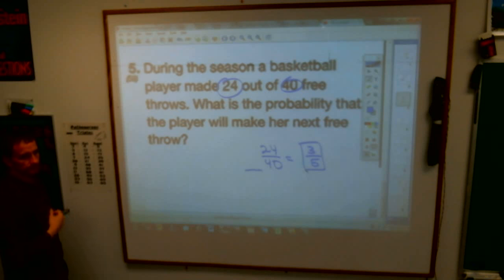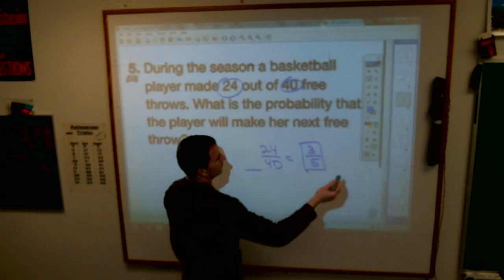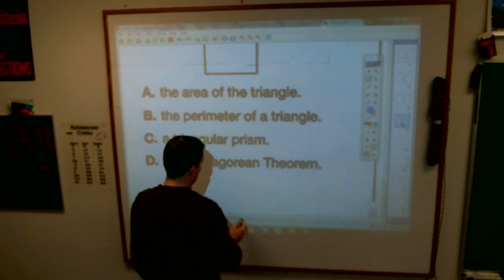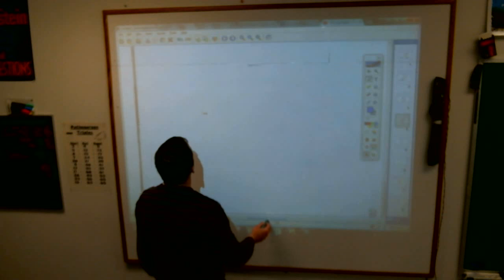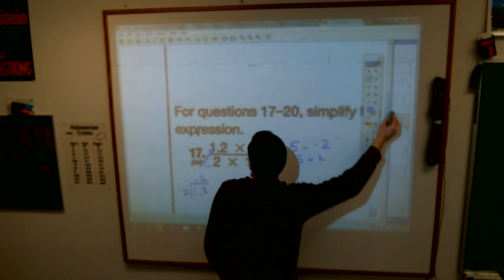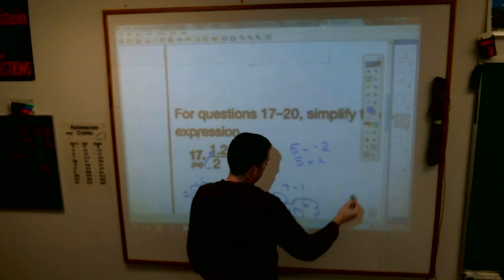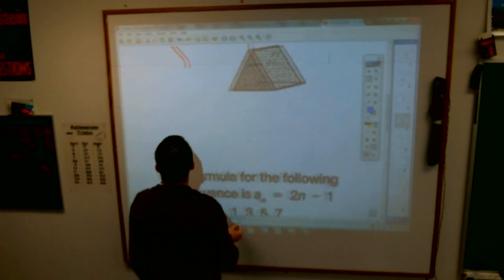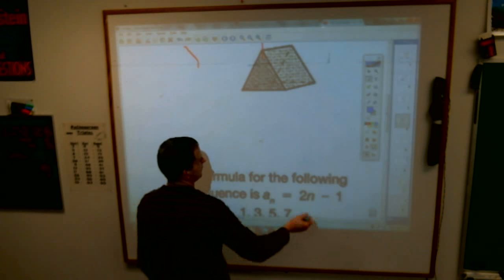Mr. Fisher? 14. Did we do 14 already? Is that on this sheet? Somewhere. Another side. It is on the other side. Sometimes you can't see the forest through the trees.